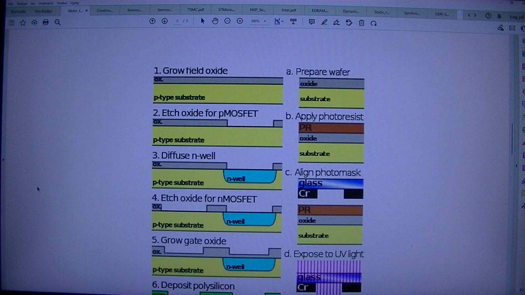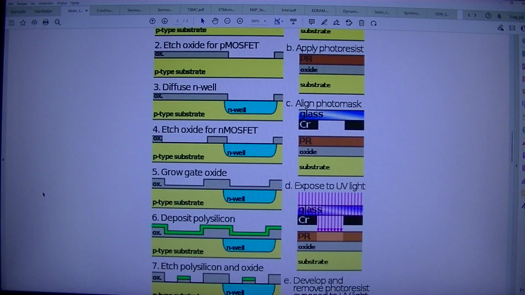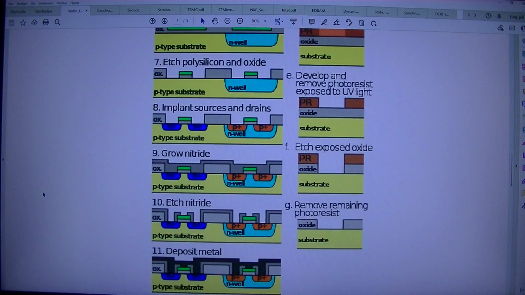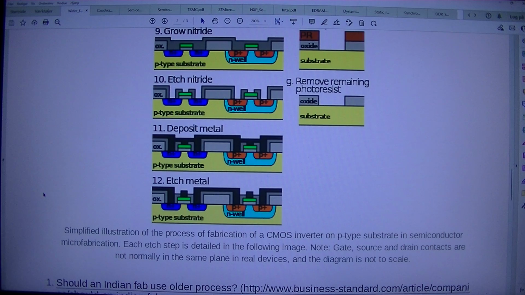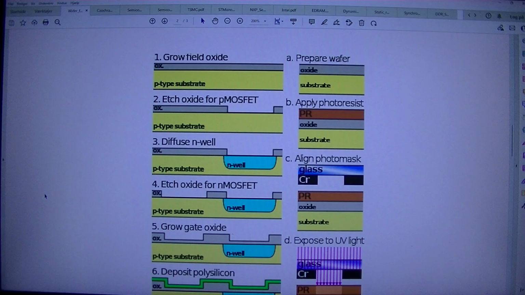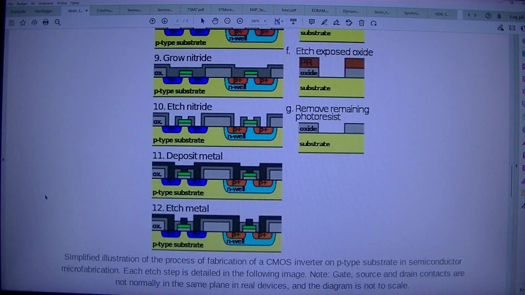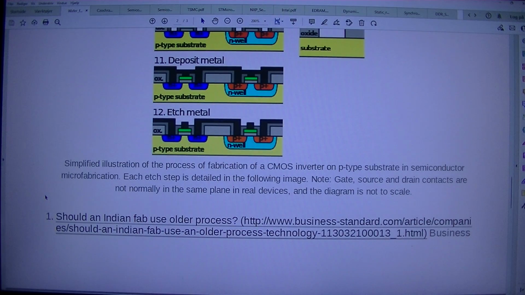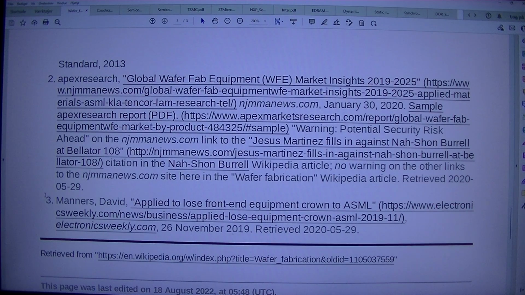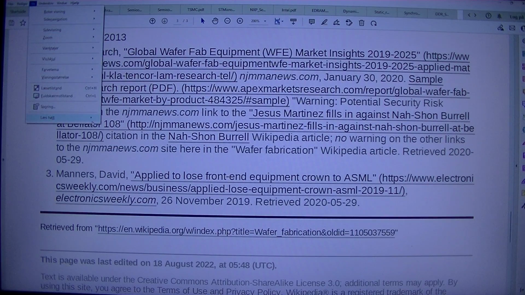Simplified illustration of the process of fabrication of a CMOS inverter on P-type substrate in semiconductor microfabrication. Each etch step is detailed in the following image. Note: gate, source and drain contacts are normally in the same plane in real devices, and the diagram is not to scale. Should an Indian fab use older process? Business Standard, 2013. Apex Research, Global Wafer Fab Equipment.